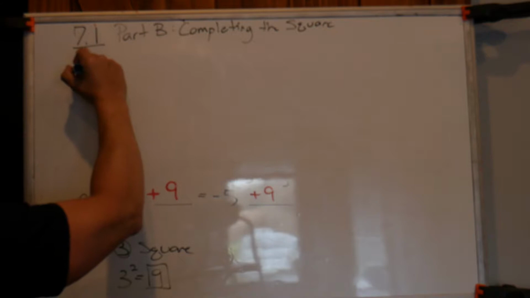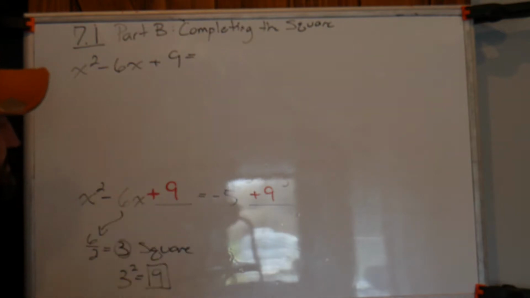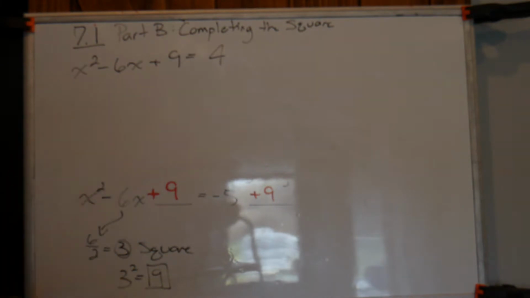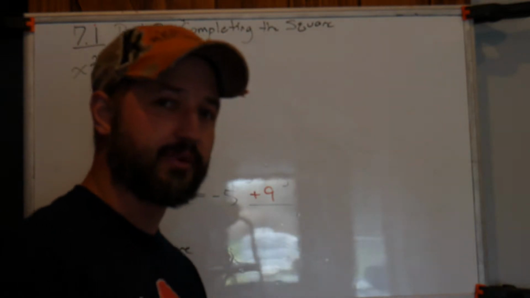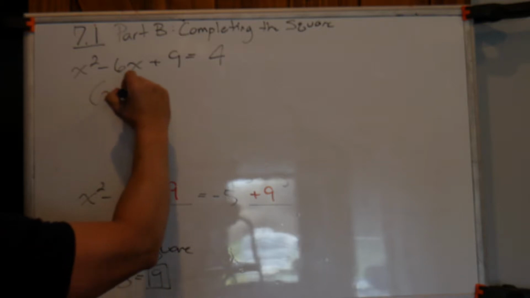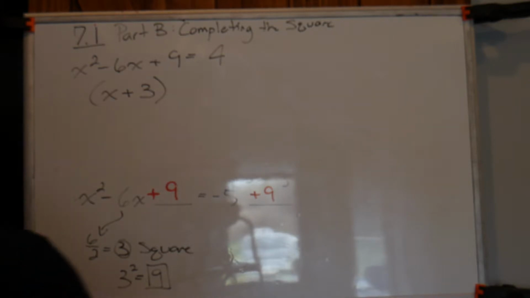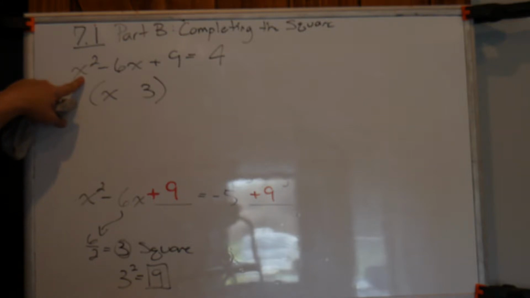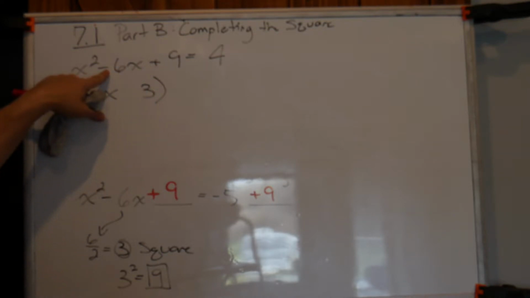So what I have is x squared minus 6x plus 9 equals negative 5 plus 9, so equals 4. Okay, now I am back to part A that we talked about a little bit ago. Now, when I look at this, I already know that I can factor this out to a perfect square. And I have a positive 9 and a negative 6.